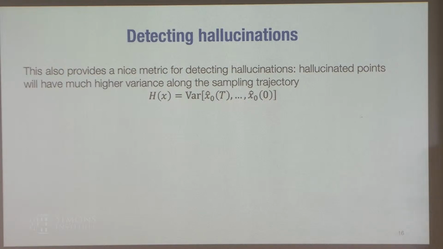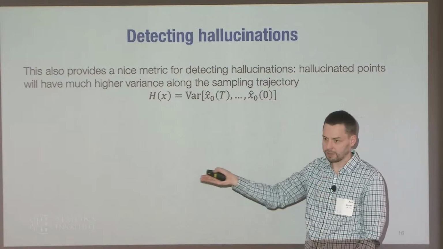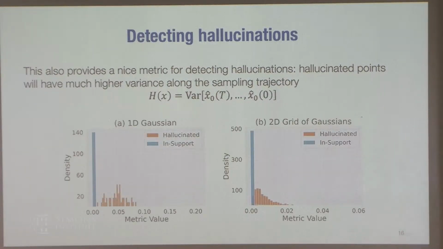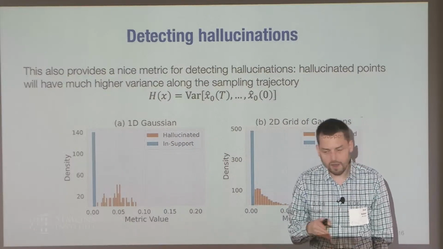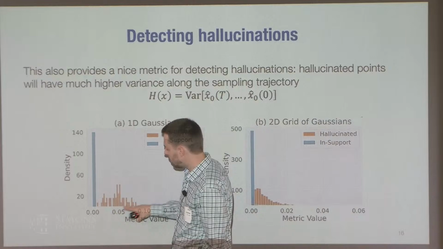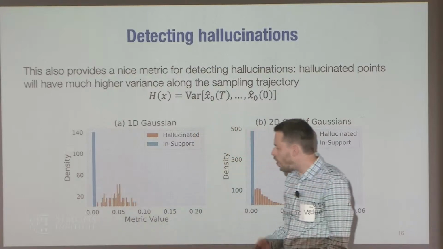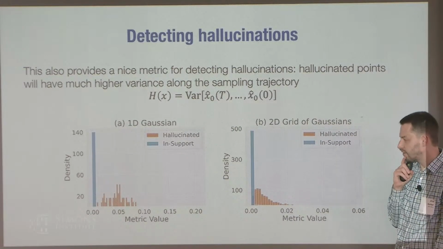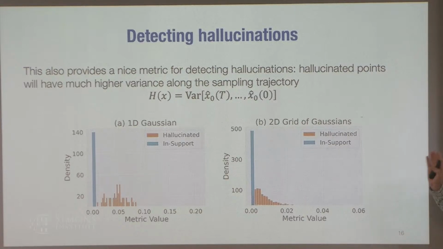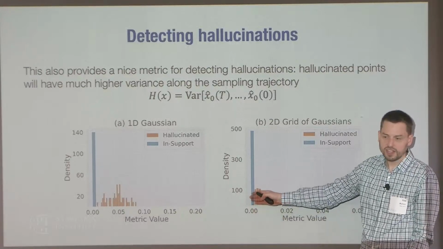So this leads to a very simple metric we have for assessing how likely a point is to be hallucinated. The idea is you take the trajectory of all your predicted points and look at the variance over the entire sampling trajectory. If we do this, we get quite good separation between what we're referring to, with some threshold, as in support and hallucination. Almost all of the non-hallucinated points have very low variance in this sampling trajectory, and a lot of the hallucinated points have a relatively high value of the metric. I want to be very clear: it's not a perfect separator, but there's definitely a difference in these two distributions.